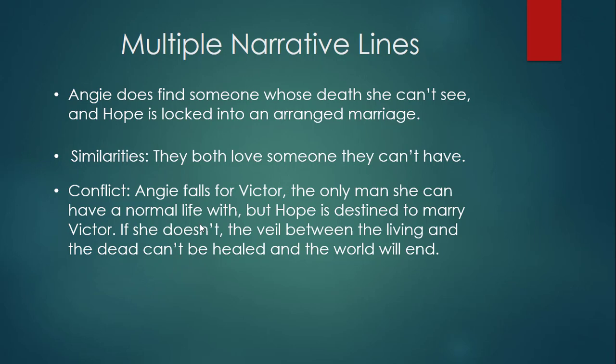And if Hope doesn't marry Victor, then the veil between the living and the dead can't be healed and the world will end. And so it's not like Hope can take a step back and say, hey, my best friend wants to be with Victor. It doesn't work that way, because the fate of the world hangs on whether or not she unites with Victor and gets married, and they're able to heal the veil between the living and the dead together based on their collective powers. And so, this is just another secondary plot line or problem that Angie is dealing with, and that is somehow intertwined with Hope as well, okay?